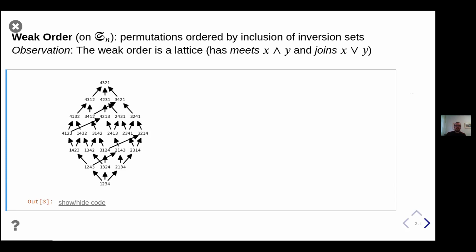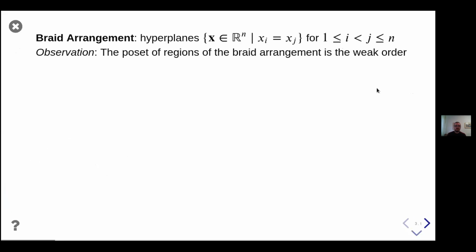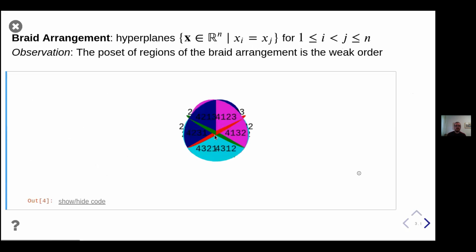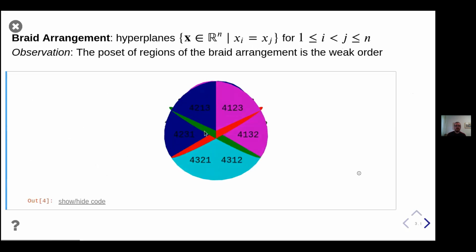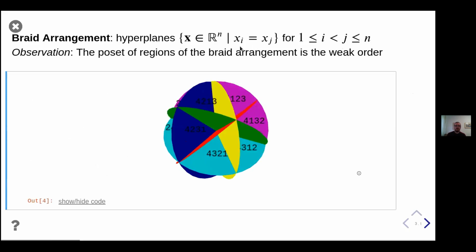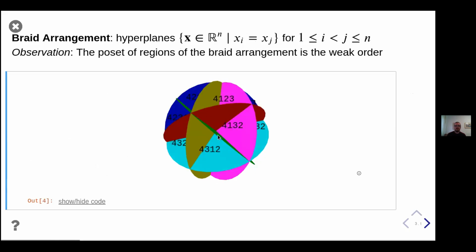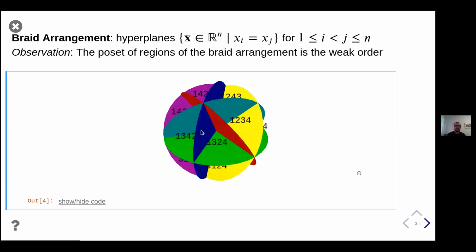And let's add some geometry to this combinatorics by looking at the Braid arrangement, which is an arrangement of linear hyperplanes. In this case, it's the arrangement of hyperplanes of the form xi equals xj for any i and j between 1 and n. And these linear hyperplanes split the space into regions. And each of these regions has some neighbors. And the union of the closures of all the regions gives the entire space again.